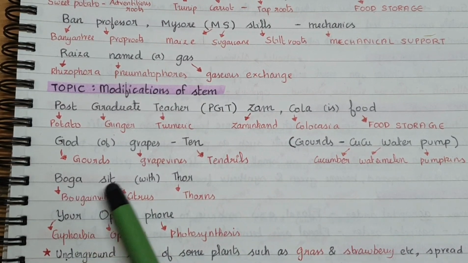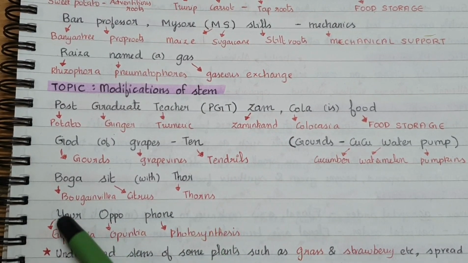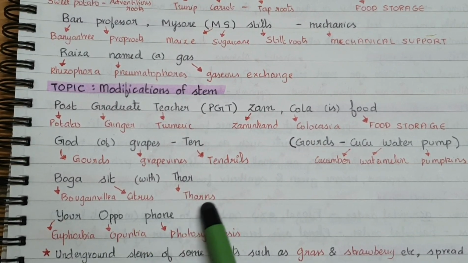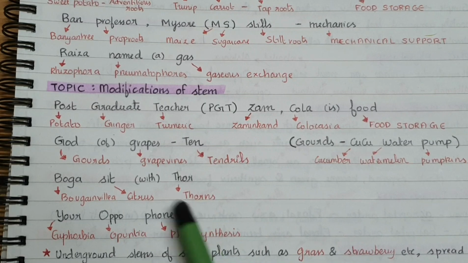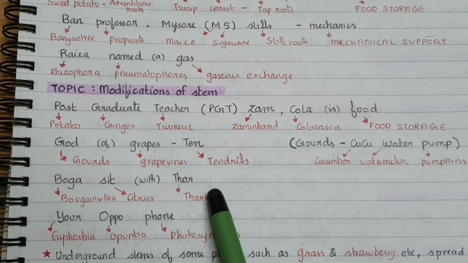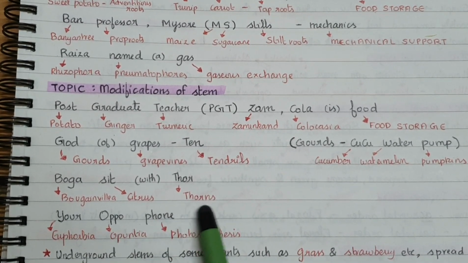Next is bogas sit with thorn. Bougainvillea and citrus have thorns. So bougainvillea and citrus have thorns. That is bogas sit with thorn. Okay, bougainvillea, citrus have thorns.